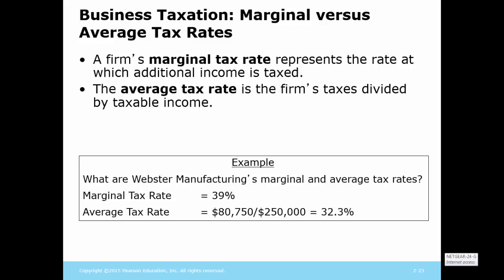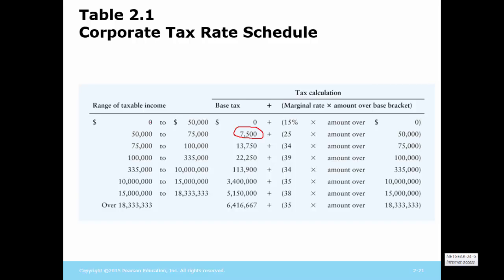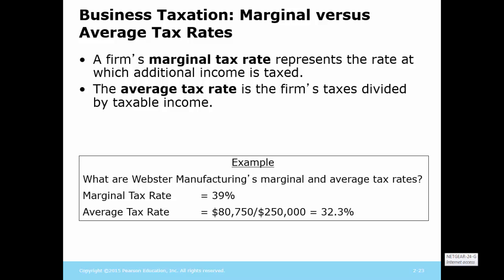So now let's talk about some definitions though. There are two different tax rates that we can talk about. The first is called the marginal tax rate, and the second is the average tax rate. The marginal tax rate is quite simple. It's the tax on the next dollar that you earn. So at $250,000, if you made one more dollar, you'd still be on this row. This column is the tax for every dollar in that row. So the marginal tax rate at $250,000 is 39%.